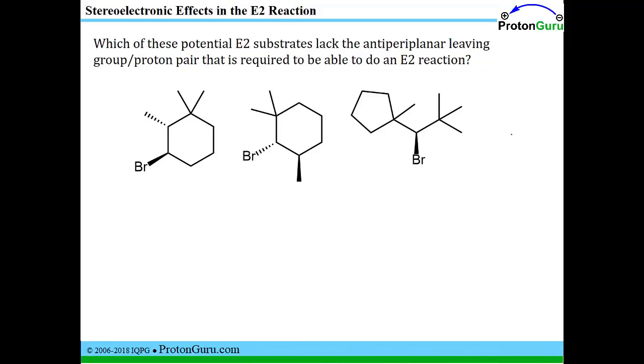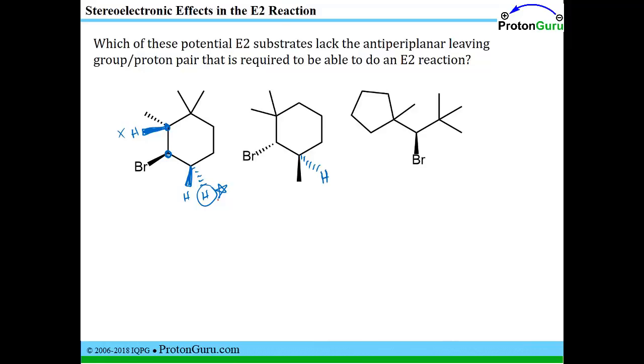If we look at our first one, we see our leaving group is attached to this carbon, and we look at the adjacent carbons. The proton that's not drawn here, the hydrogen, is pointed the same way as the bromine, so it is not one that can be removed in an E2 process. If we look at the carbon on the other side of the leaving group carbon, there are two protons here, one of which is suitable to be removed by an E2 reaction because it is pointed the opposite direction, anti to that bromine.